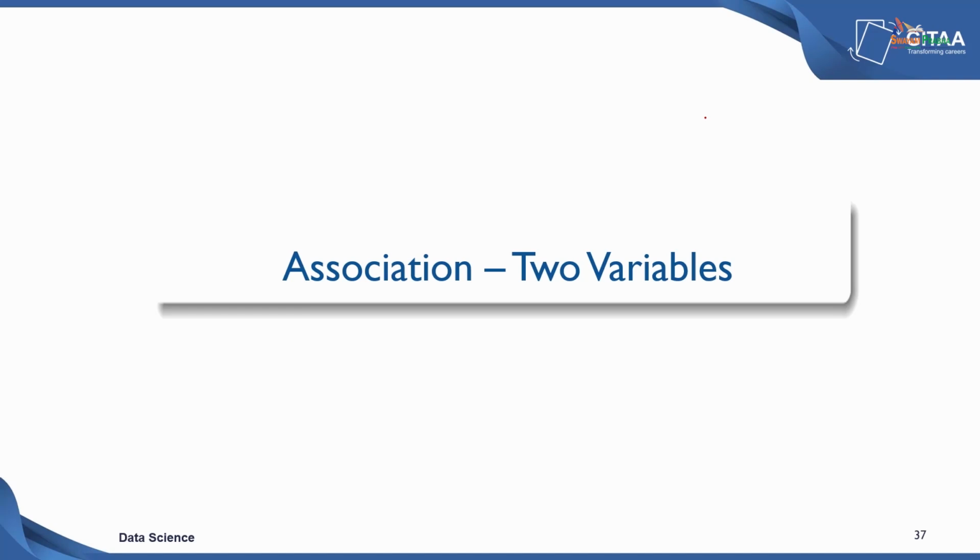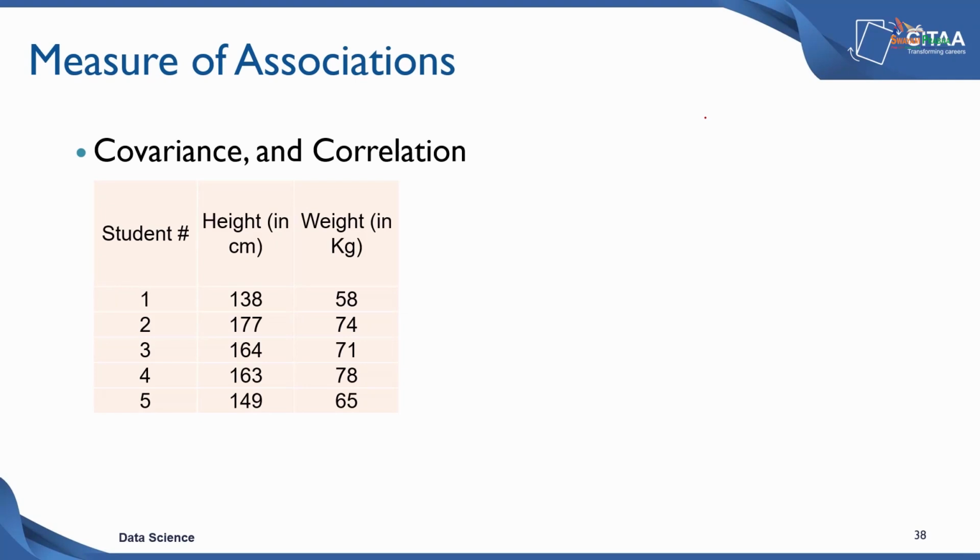So if you have two variables and want to understand whether there is an association between the two variables, here are some statistical measures we can use to get a better understanding of that. The example that we are going to use here is 5 students, and we have got height and weight. Conventional wisdom tells us that there is likely to be a relationship between the two variables, height and weight. Weight is probably influenced by height in many cases.